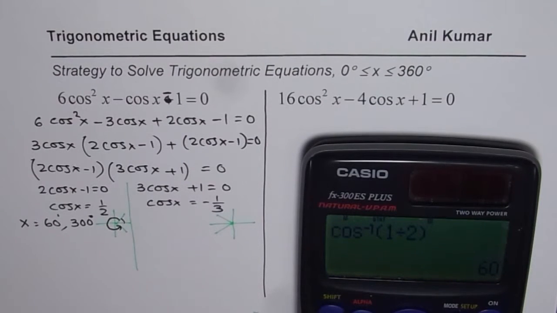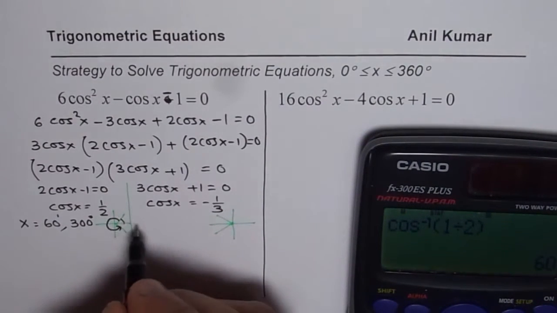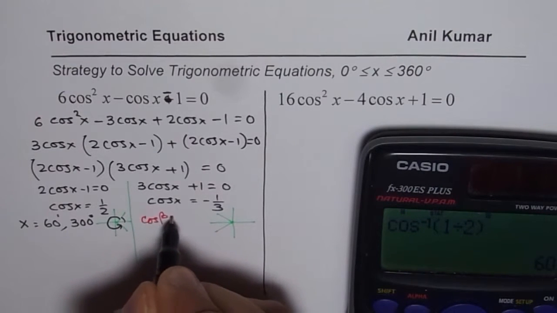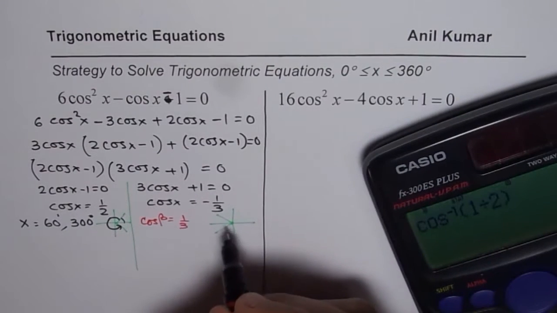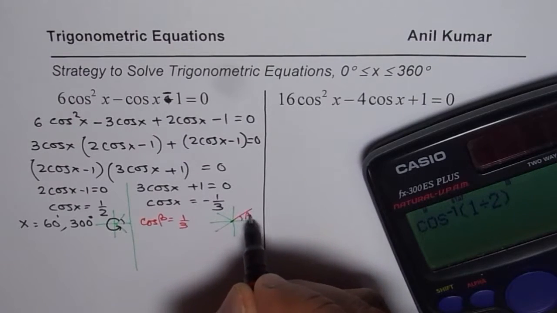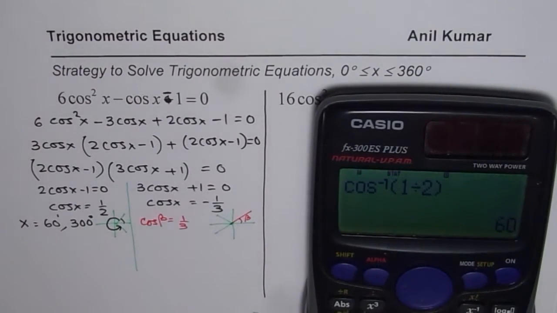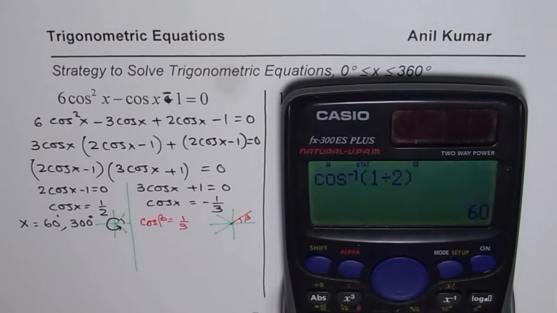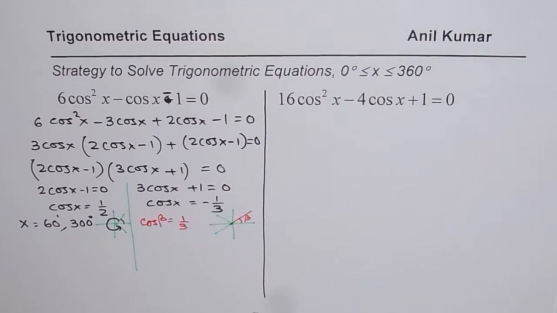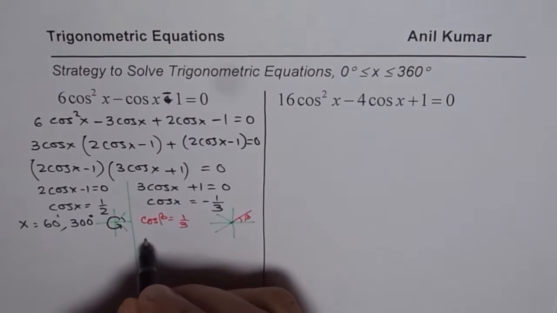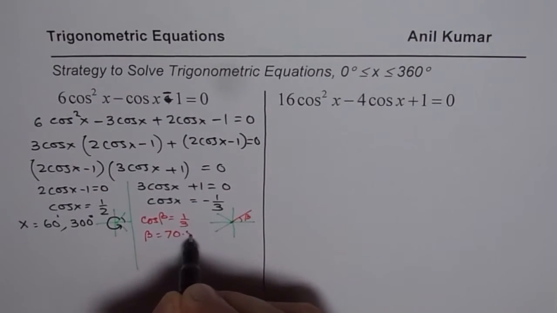Now let me do this calculation again with the second equation in more detail. So first step for us will be to find the acute angle. So we say cos of beta equals to 1 over 3. So we'll first find what is that angle beta, right? And then find the principal angles, okay? So we do shift cos inverse of 1 divided by 3. See, I'm not writing negative, do you see that? And we get 70.5, let us say. So this gives us beta equals to 70.5 degrees.